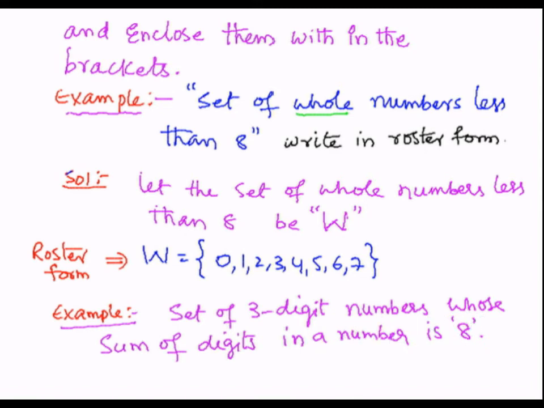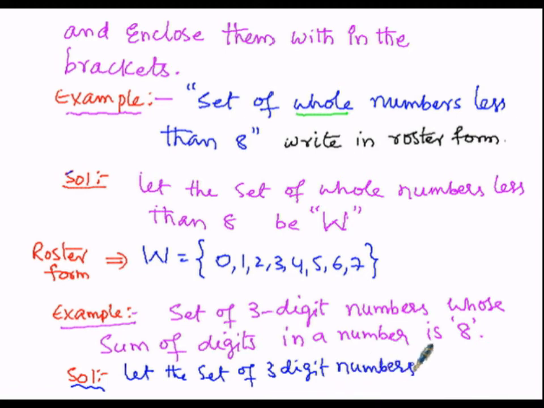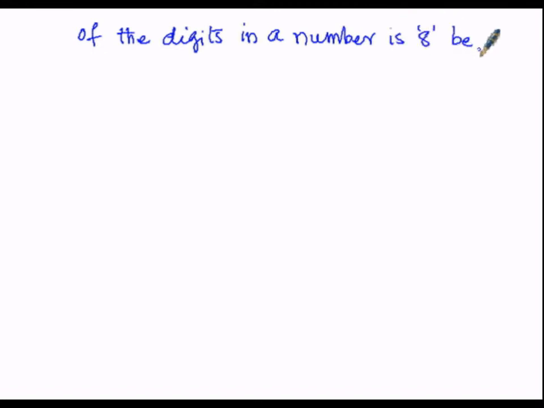So here the solution starts now. In our solution, let the set of 3-digit numbers whose sum of the digits in that particular number is 8 be capital A. In this manner we are assuming that set as A.